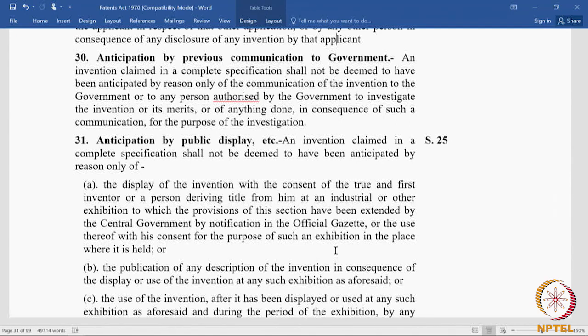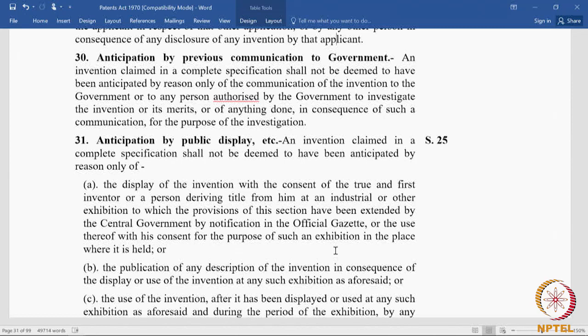So you have to protect communications to the government, because I cannot be communicating a particular thing to the government and the government saying that because you communicated to me, now it's in the public domain. So this is a protection for communications made to the government.